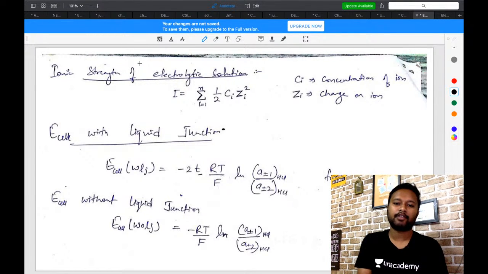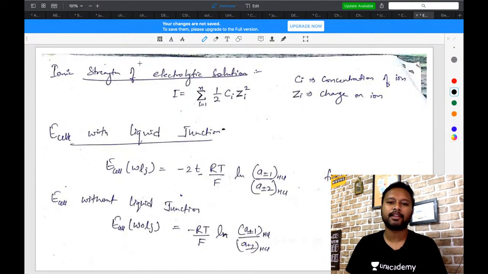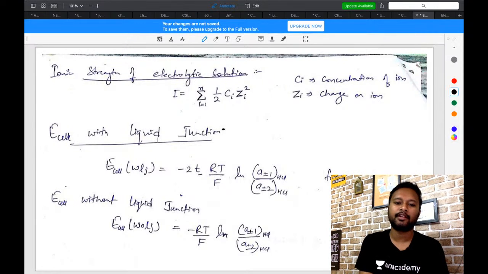Alright. Now there are two types of concentration cells. What is a concentration cell? A concentration cell is one where the species in the oxidation half cell and the reduction half cell are the same. The only difference is that they have different activities on both sides. Those are called concentration cells. A concentration cell can be with liquid junction potential or without liquid junction potential. Now what is with liquid junction and without liquid junction?